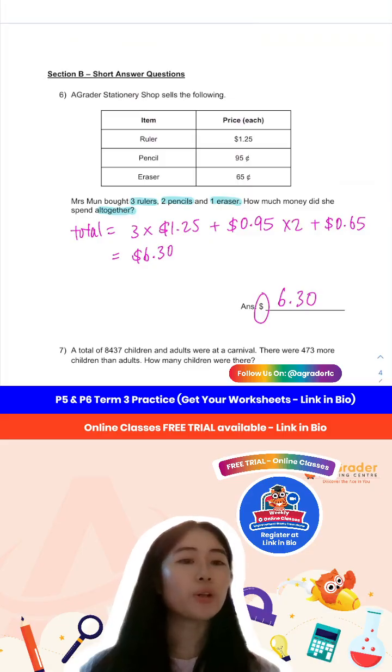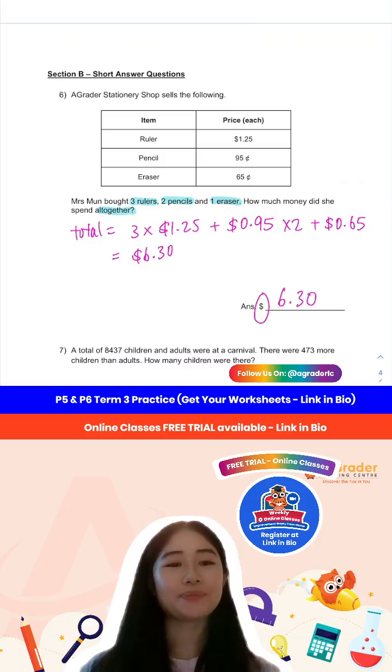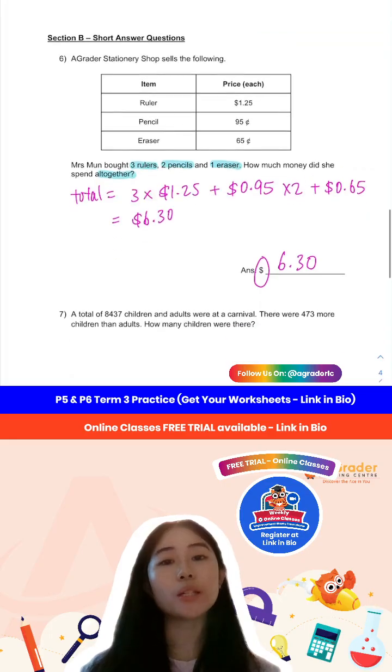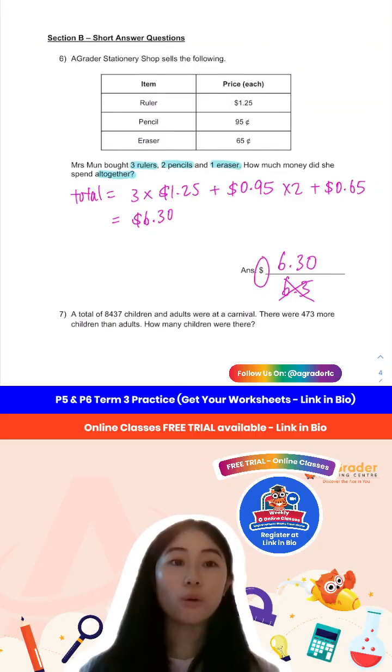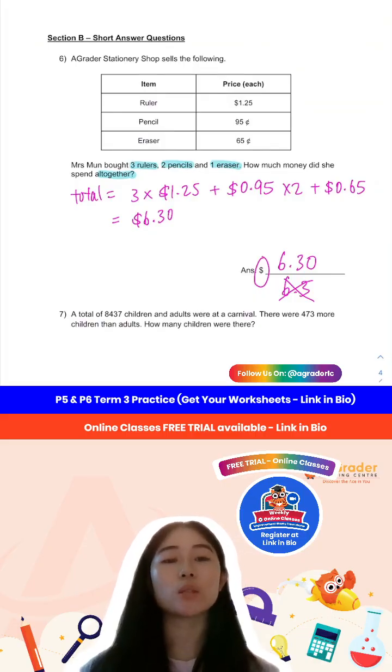Yes, Eden boy, you're right, they already put the dollar sign there. Just one thing to take note: please do not write 6.3 as your answer. For money, make sure you have 2 decimal places. If you write 6.3, you'll be penalized for that.